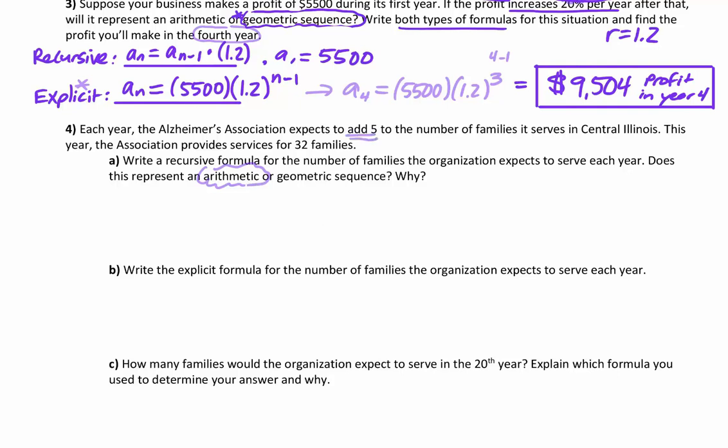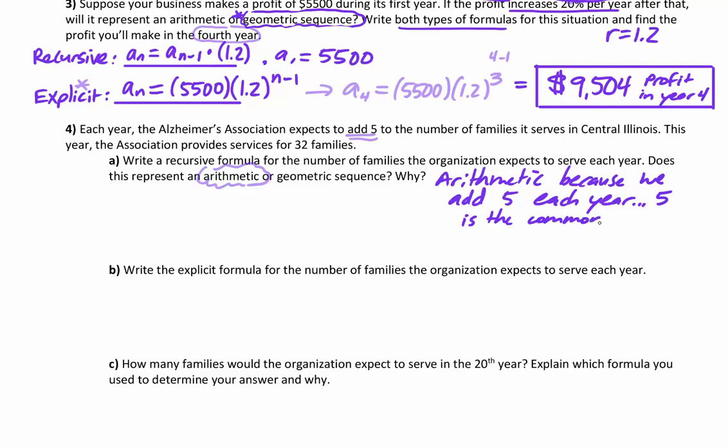Okay, so the type of sequence that we're dealing with is arithmetic in this case, and that is because we are adding 5 each year. So 5 more each year, 5 more each year. That follows a fairly arithmetic pattern. So we can go ahead and give that little explanation here. Arithmetic, because we add 5 each year. So 5 is the common difference. It's good to use academic vocabulary in these explanations too. Hopefully you can read my chicken scratch over there.